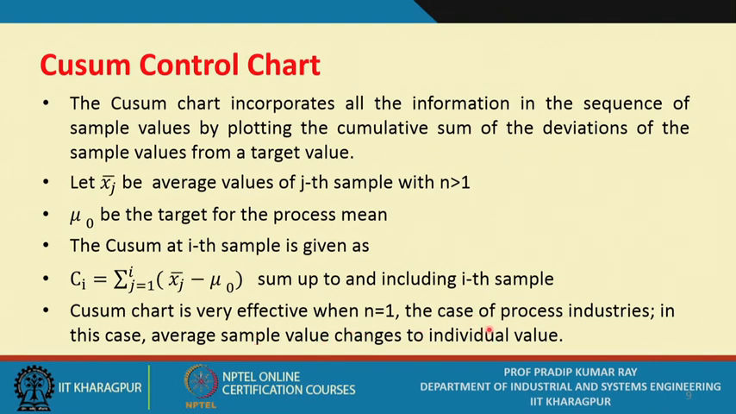In many cases, if you deal with the process industries, the case of n equals 1 is very, very common. In this case, the average sample value changes to the individual value. That means there will be just xj, not xj bar. This cumulative sum control chart may be recommended for the process industries, for example a chemical plant or the chemical industries. So you need to assume that n equals 1, and then accordingly you define the cumulative sum. The first thing you have to do is define the cumulative sum with respect to the given process parameter, for which a target value is to be specified.